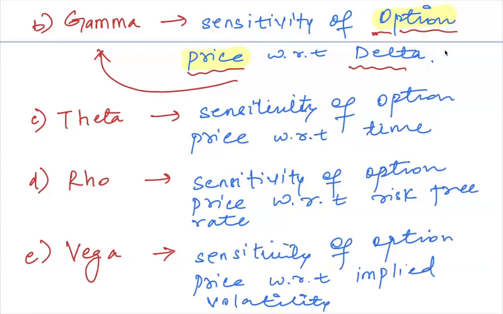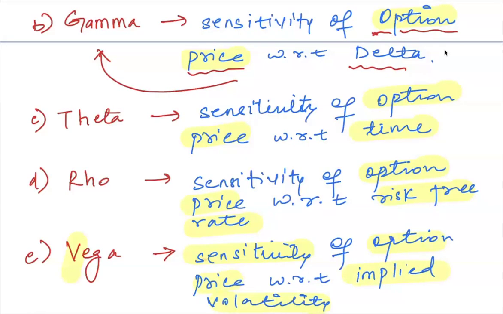Okay, so if you see here, the sensitivity of option price with respect to time is called theta. Sensitivity of option price with respect to risk-free rate is called rho, and sensitivity of option price with respect to implied volatility is called vega.